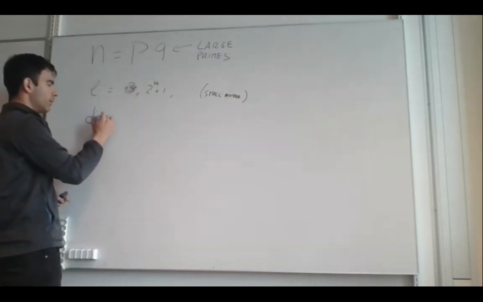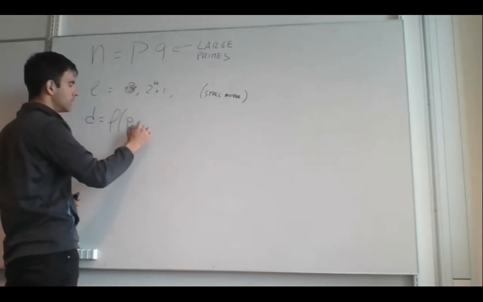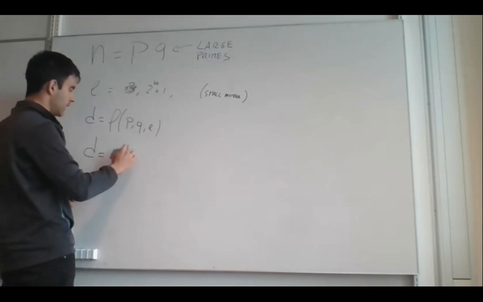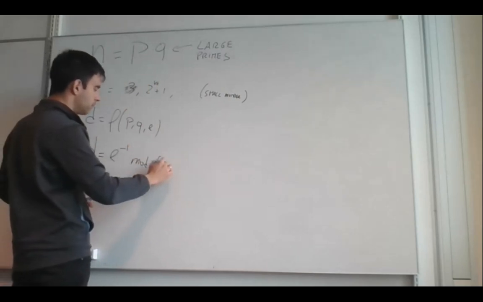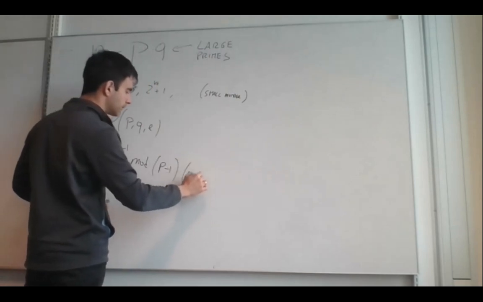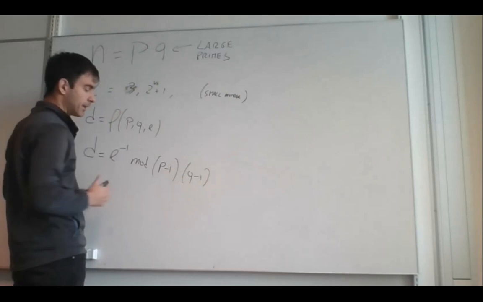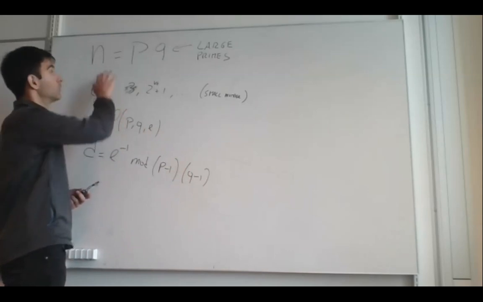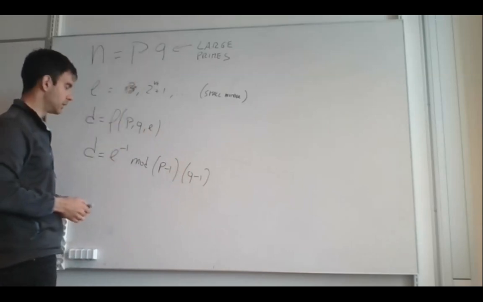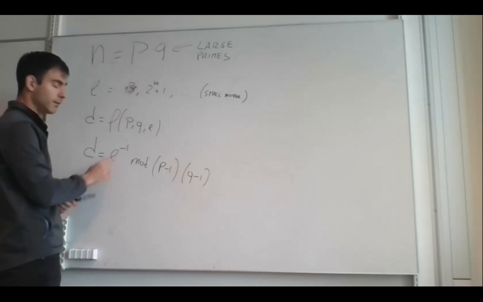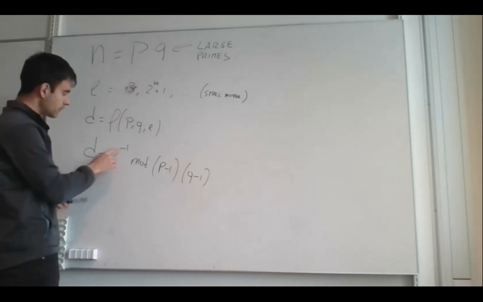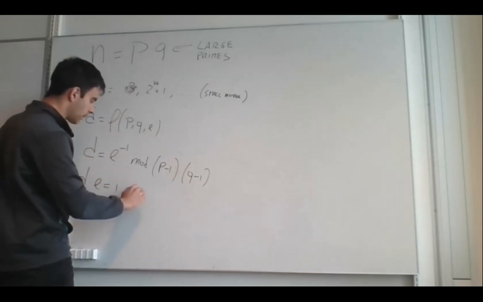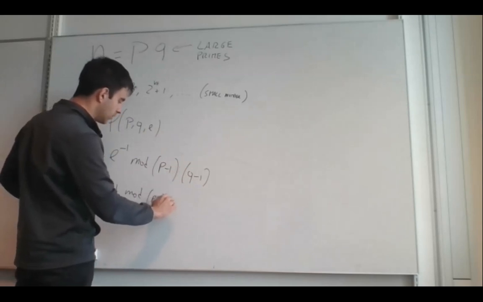And then D, I told you before that it was computed as a function of P, Q, and E. Let's see exactly which function it is. So D is going to be the inverse of E modulo P minus 1 times Q minus 1. And the reason why we use P minus 1 and Q minus 1 is due to the algebraic structure of arithmetic modulo N, where N is the product of 2 primes. So D is equal to the inverse of E, meaning that D is the number such that if you take D times E, you get 1 modulo P minus 1 times Q minus 1.